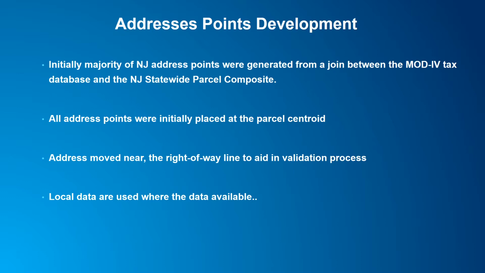Initially, all our address points were placed as parcel centroids since statewide building footprints were not available. Then later we moved them to the front of the parcel close to the road center line for the validation process. Just on a side note, a couple of counties and townships have been maintaining their own address data, so we excluded them from our process.